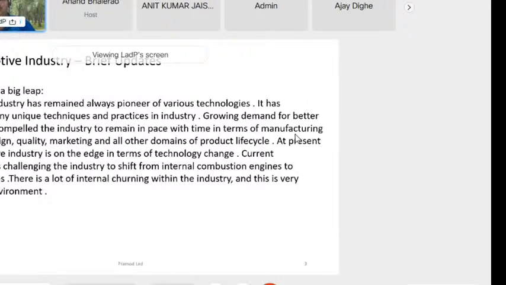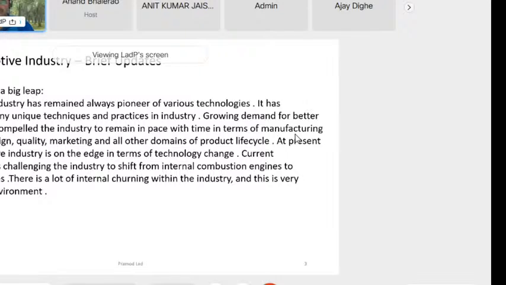So the growing demand for better products has compelled the industry to remain in pace with time in terms of manufacturing process, design, quality, marketing, and all other domains of the product life cycle. At present also, the automotive industry is on the edge of a technology change. The current environment is challenging the industry to shift from internal combustion engines to electric vehicles. There is a lot of internal churning within the industry, and this is a very challenging environment.